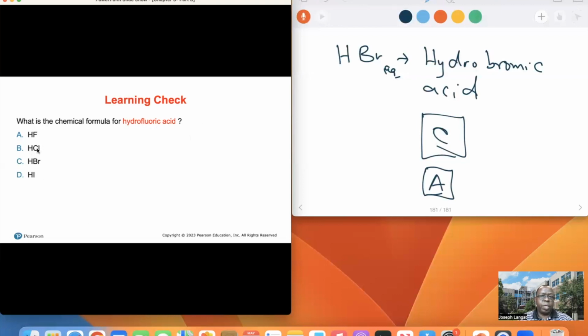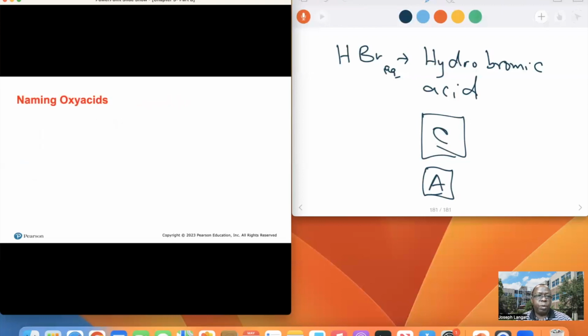This is hydrochloric acid. This is hydrobromic acid. This is hydroiodic acid. Please learn those. Use a 4x6 index card, whichever way is convenient for you in learning them. Please have one page of binary acids.